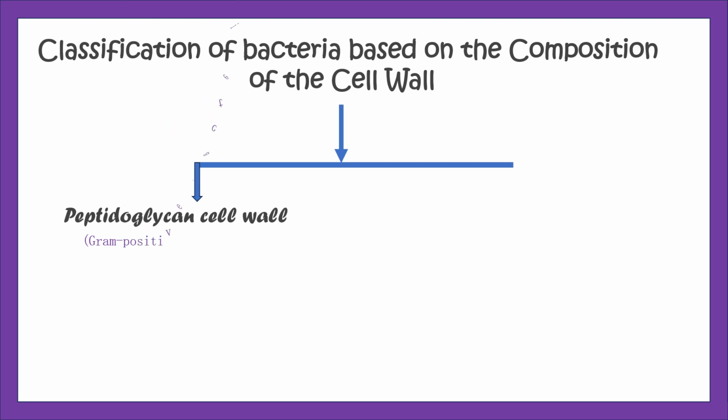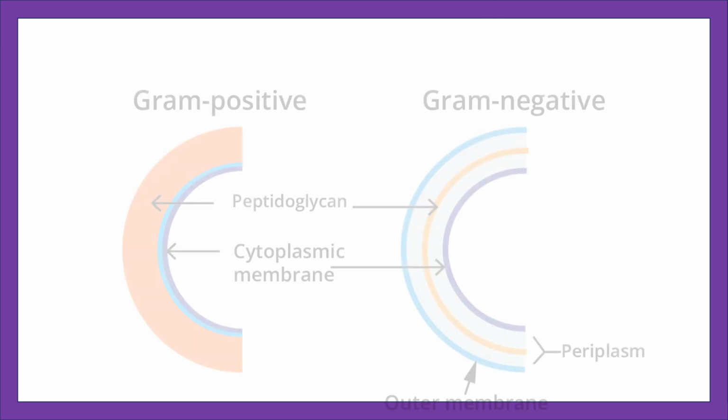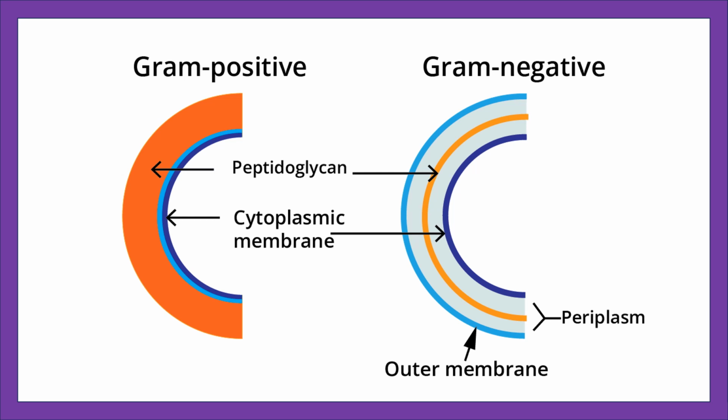Move to the classification of bacteria on the composition of cell wall. Peptidoglycan cell walls are found in gram-positive bacteria, and polysaccharide cell walls are found in gram-negative bacteria. This is a difference between gram-positive bacteria and gram-negative bacteria: the peptidoglycan in gram-positive bacteria is more than in gram-negative bacteria.